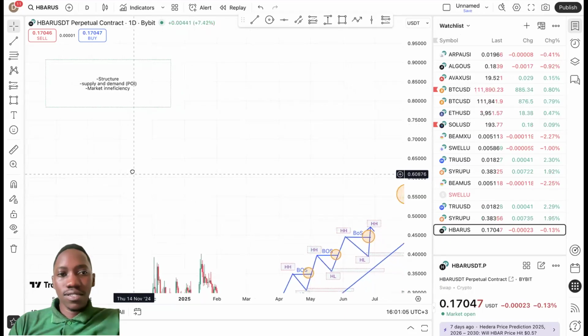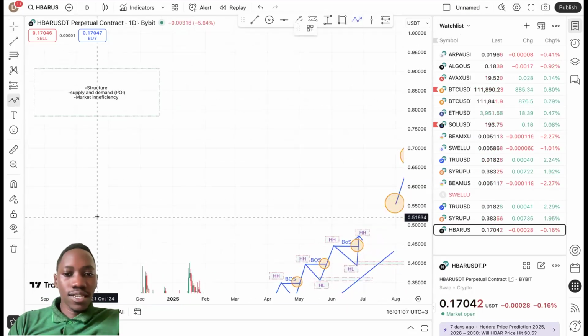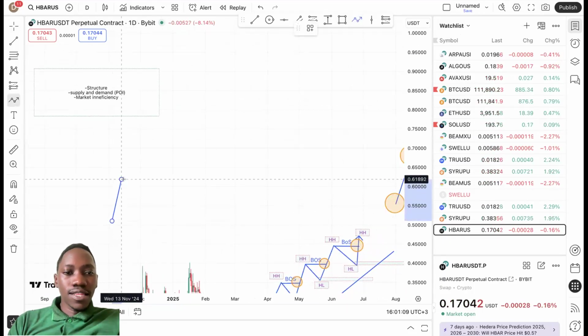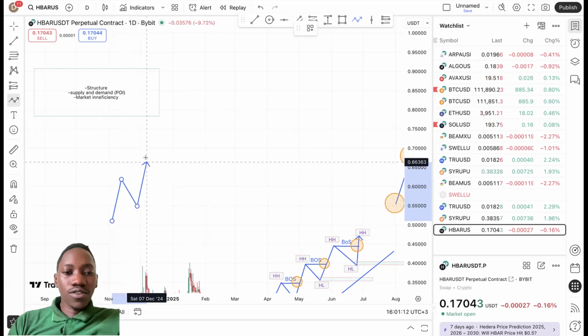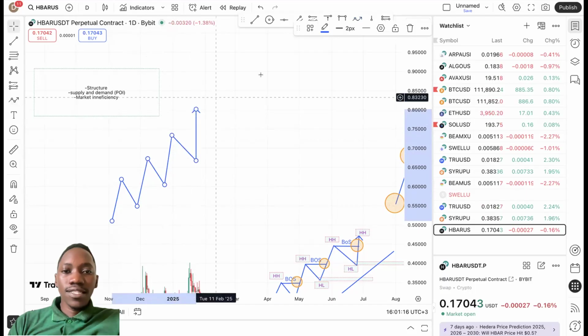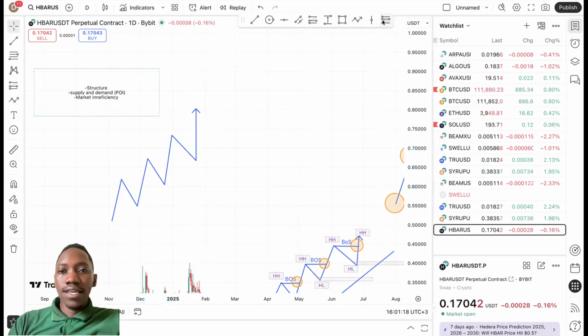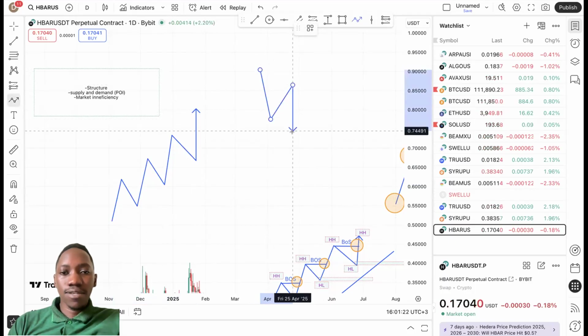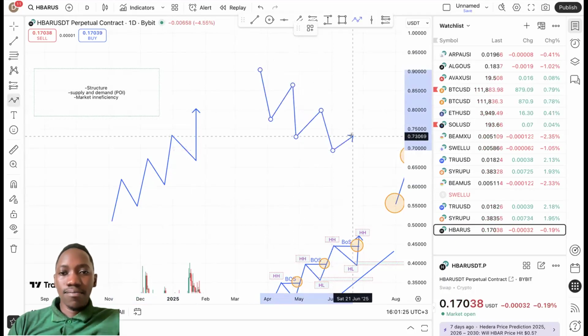Simple concepts. What is the market structure? Market structure is simply the so-called direction the market is taking. If it's in an uptrend, that's how the market structure will look like. If it's in a downtrend, that's how the market structure will look like. It will make this, and make this, make this, and make this.